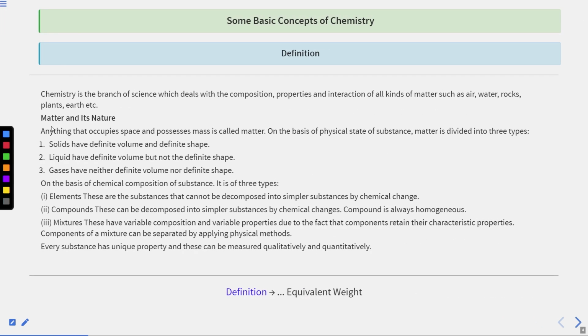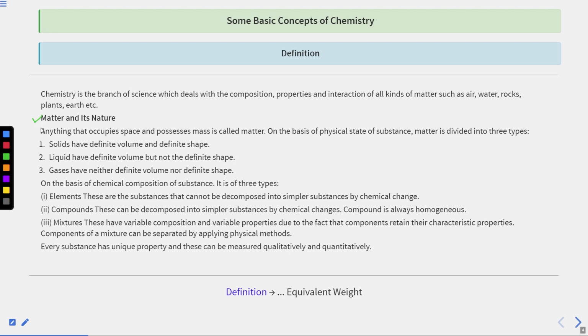So, definition: chemistry is the branch of science which deals with the composition, properties, and interaction of all kinds of matter, such as air, water, rocks, plants, earth, etc. So, chemistry is a branch of science which deals with all these phenomena which we see in our nature, in our surroundings, in our day-to-day life.